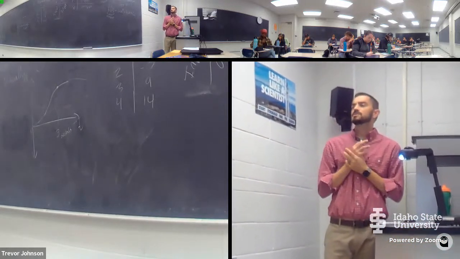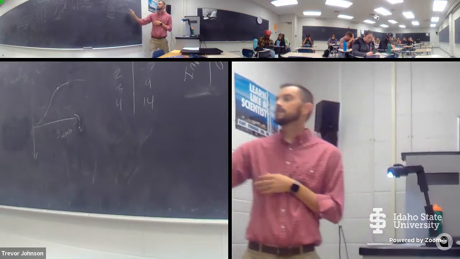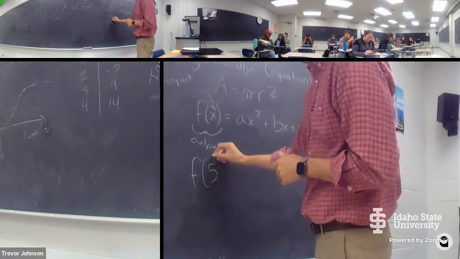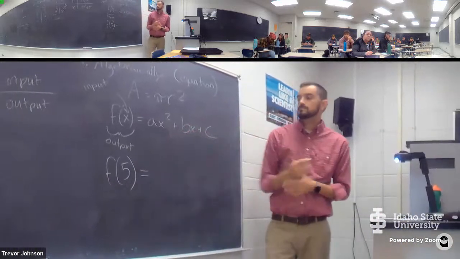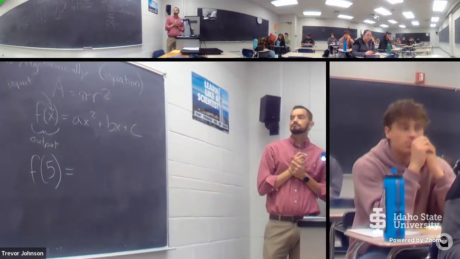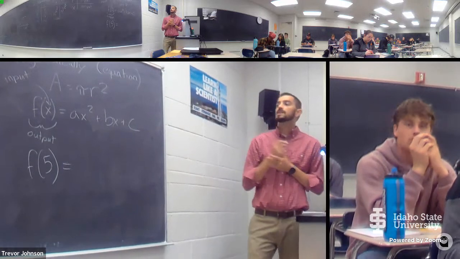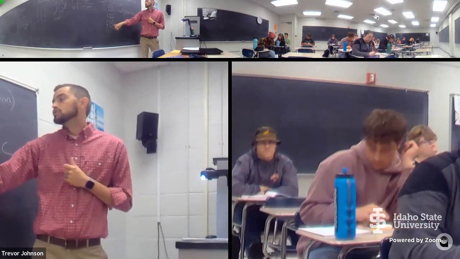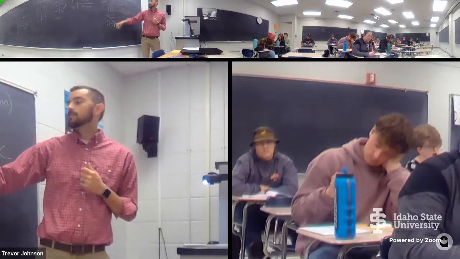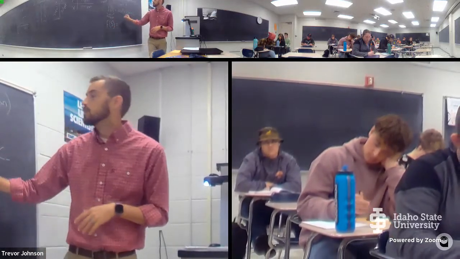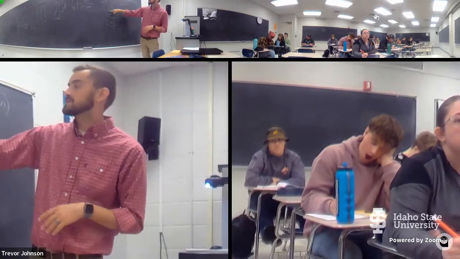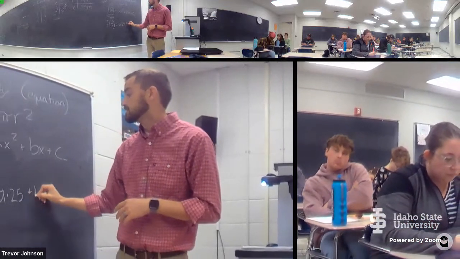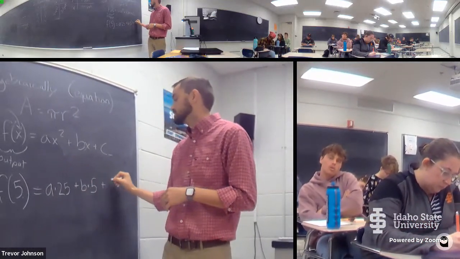So let's talk about function notation just a little bit more. Okay. So if this is my function f of x, what would f of 5 represent? Yeah, so that really just tells me my input now is going to be the value 5. Okay. So anywhere I had my input earlier, I'm going to replace that input with 5. Okay. So if I'm using the same function f, this is going to be a times 25 plus b times 5 plus c. Okay.